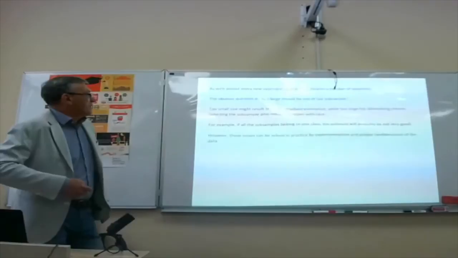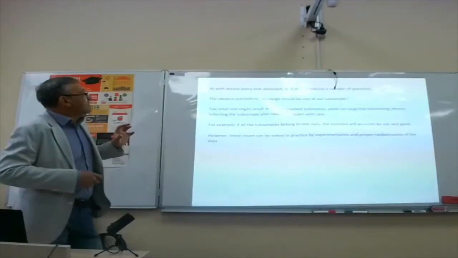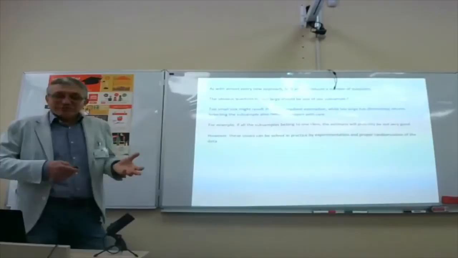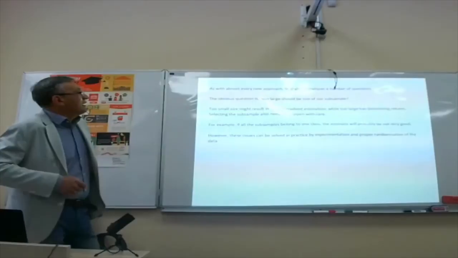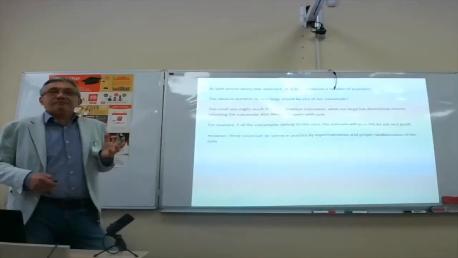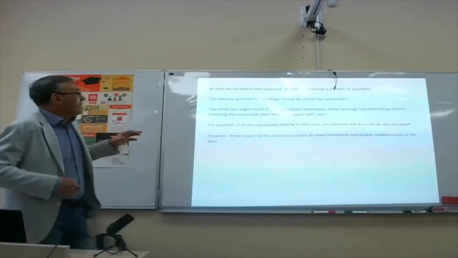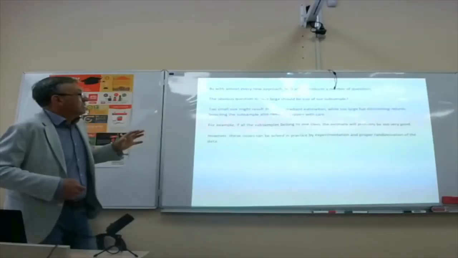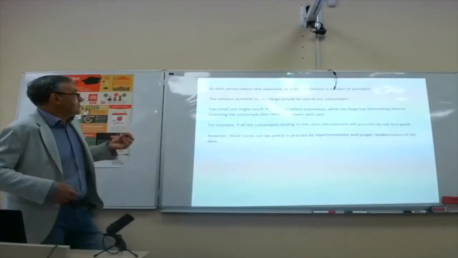As with almost every new approach, at least at the moment of origin, SGD, stochastic gradient descent, also introduced a number of questions or problems. The question is, how large should the size of our subsample be? Too small a size might result in a noisy gradient estimation, while too large has diminishing returns.